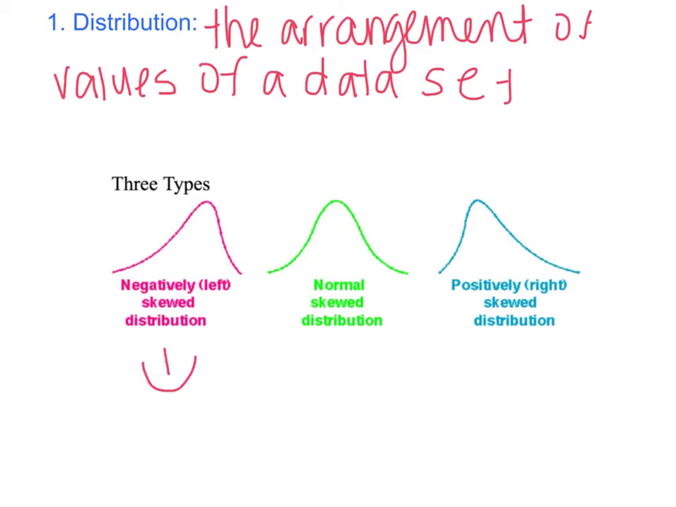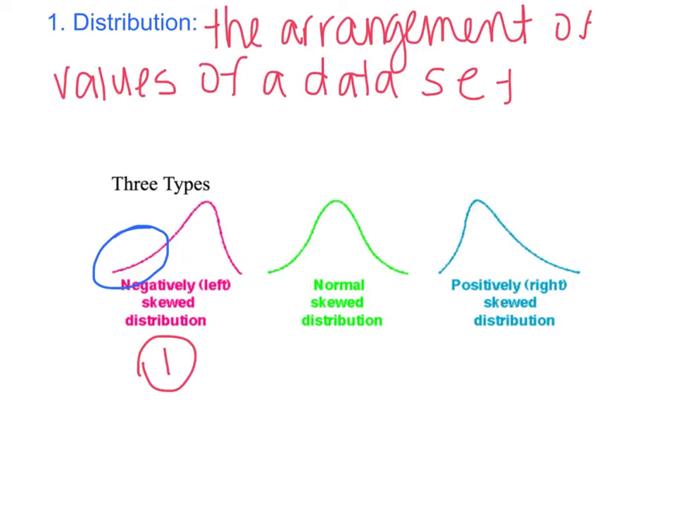We have the first one, which is going to be negatively skewed or left skewed. And if you look, the reason why it's left skewed is because the tail is on the left-hand side. And the majority of the data is on the right, so it's skewed left. The left side is missing a lot of data, so it's skewed.